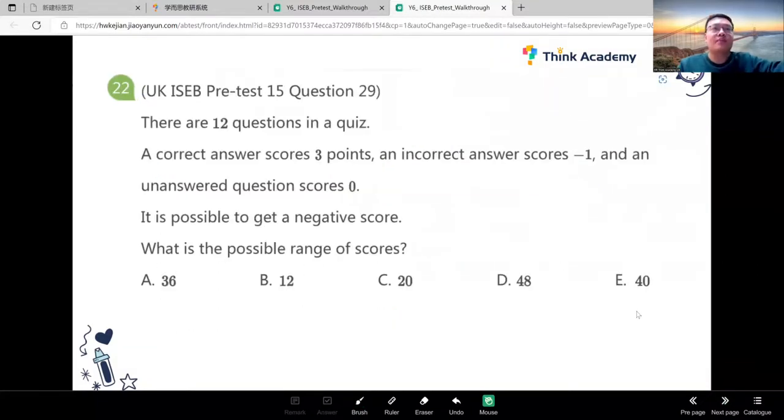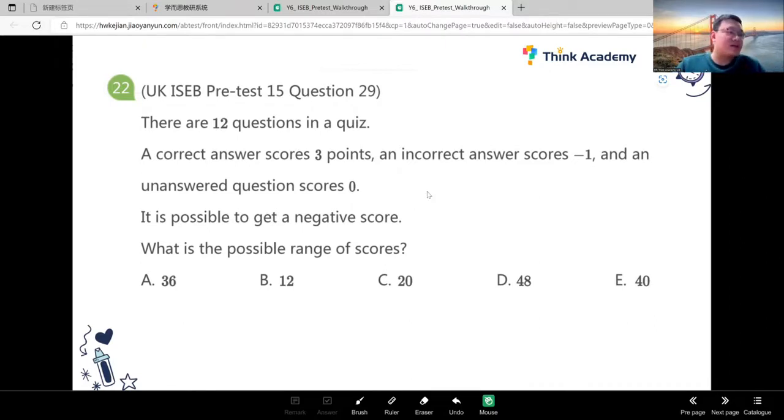Question number 22. There are 12 questions in the quiz. A correct answer scores 3 points. An incorrect answer scores -1 points. And an unanswered question scores 0. It is possible to get a negative score. What is the possible range of the score?